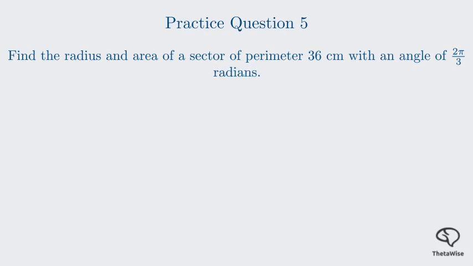The key here is to create an algebraic equation for the perimeter in terms of the radius. The perimeter is made up of 2 radii and 1 arc length. Remember, the arc length L equals rθ. Once you find the radius, finding the area is straightforward. Pause the video and give it a try.